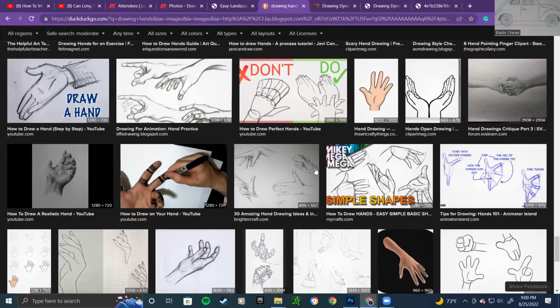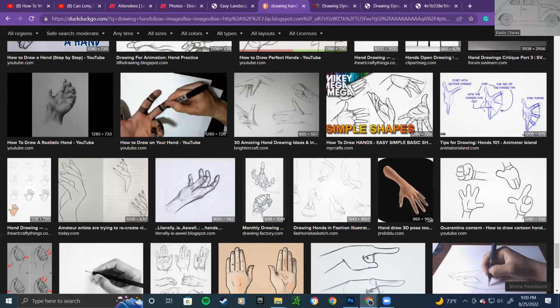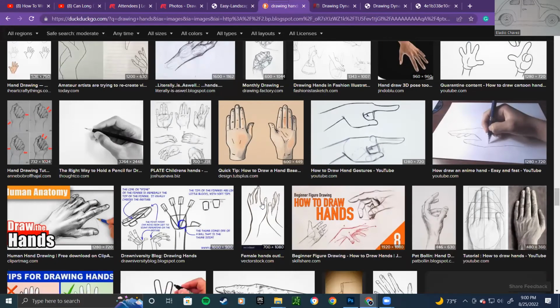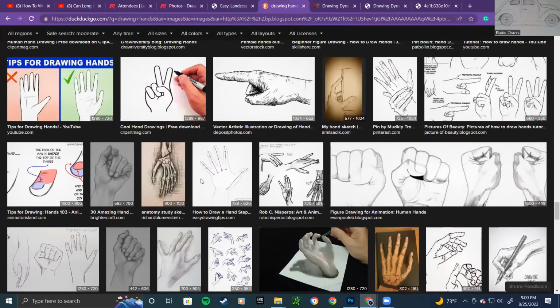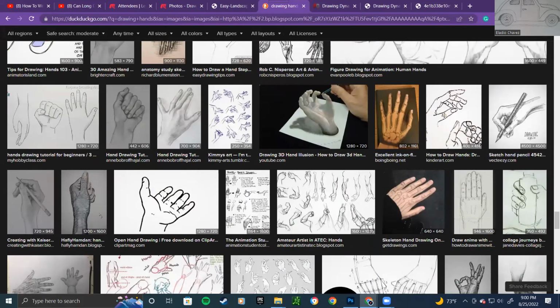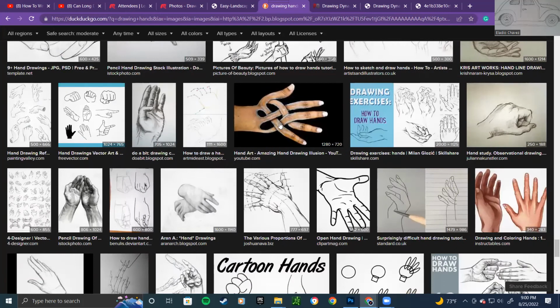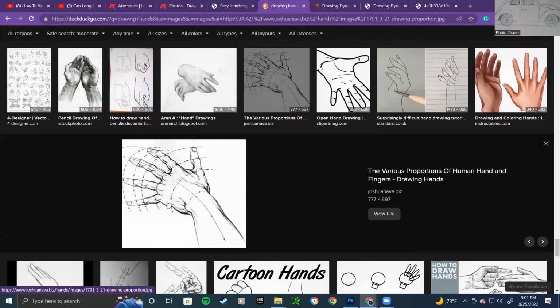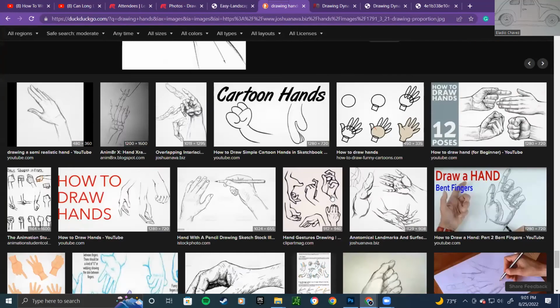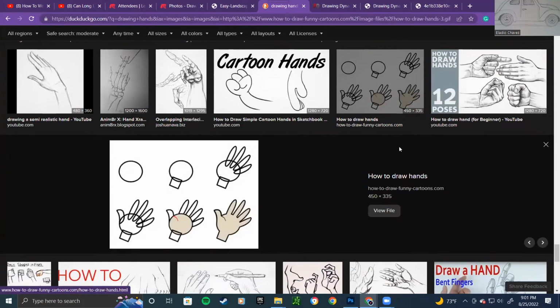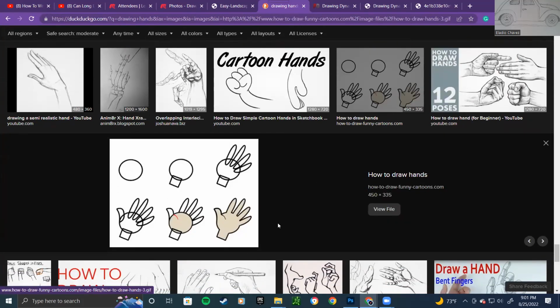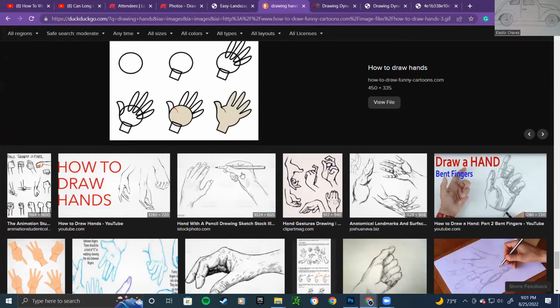Do's and don'ts. Simple shapes. Yeah, because this is a don't. All right. That's cool. Hand art. This is a Hogarth. That's definitely a Hogarth. This is all it is. You can see, look at the palms and then the fingers for cartoons.